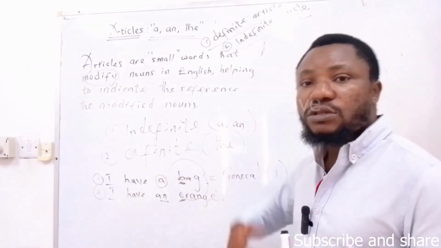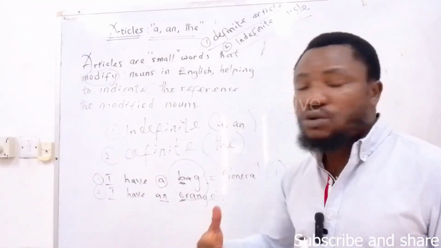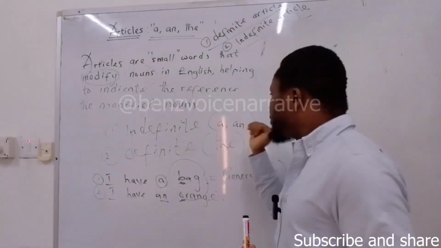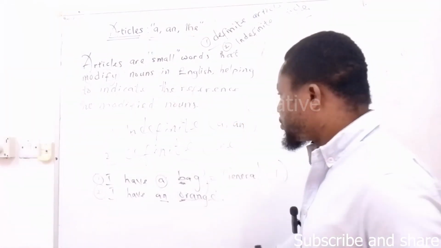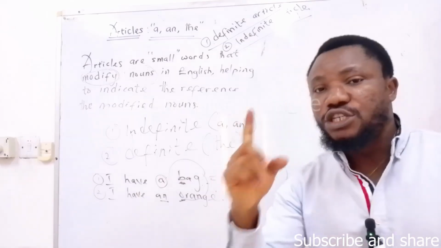Okay, depending on what begins the word, whether the word begins with a consonant sound, you use a. If it begins with a vowel sound, you use the article an. Remember that these indefinite articles show number, and the number that they show is one.